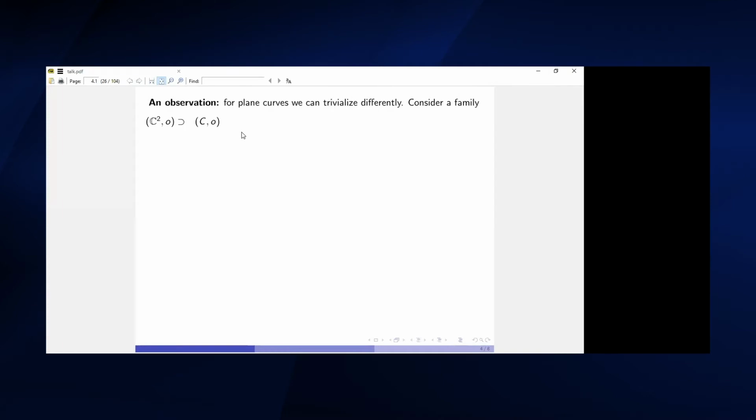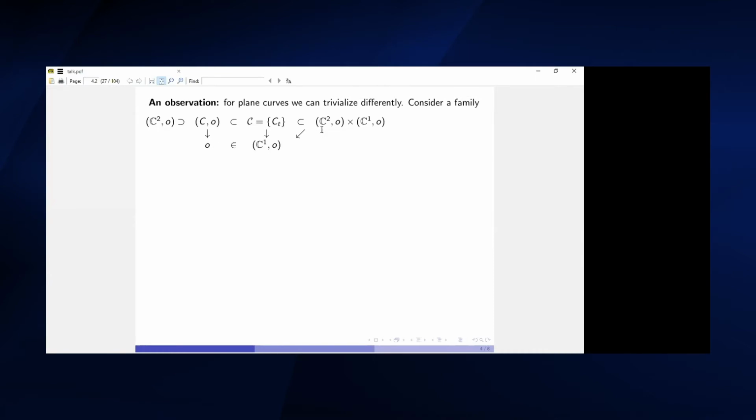So consider a family of plane curve singularities. We start from some particular germ. Here is a plane curve singularity, and then we deform it. Yes, we embed it into the family. This is the family of plane curve singularities. Yes, this is the base. The base is one-dimensional, smooth, and this is our central fiber of the family.